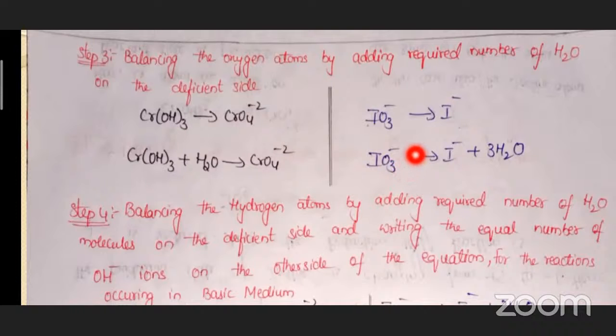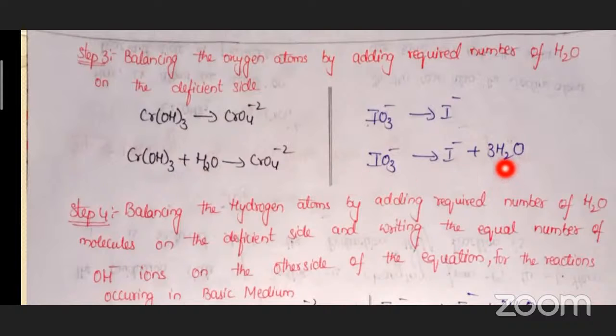Next you see here for the reduction half reaction. On the reactant side, we have 3 oxygens. On the product side, we do not have any oxygens. So what do I have to do? 3 oxygens have to be written as 3 water molecules. So in this step, we have balanced the oxygens.